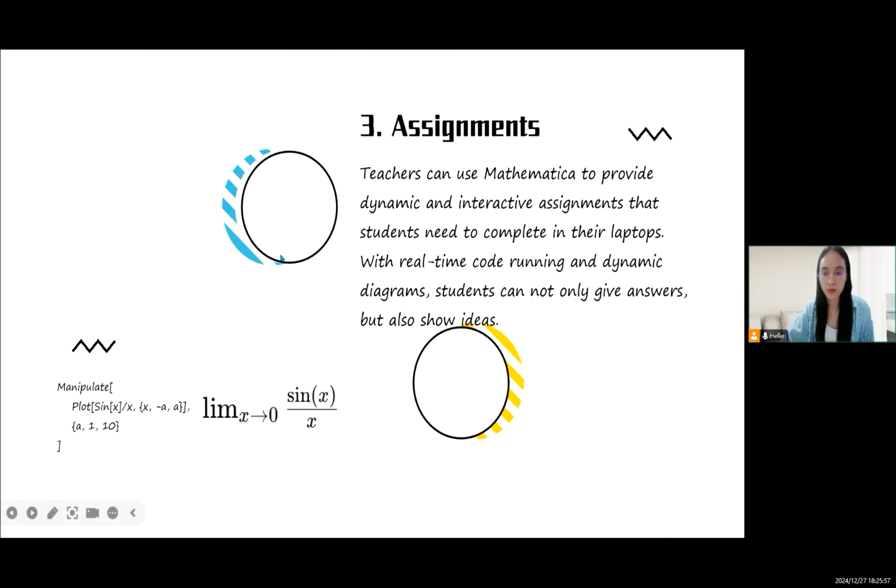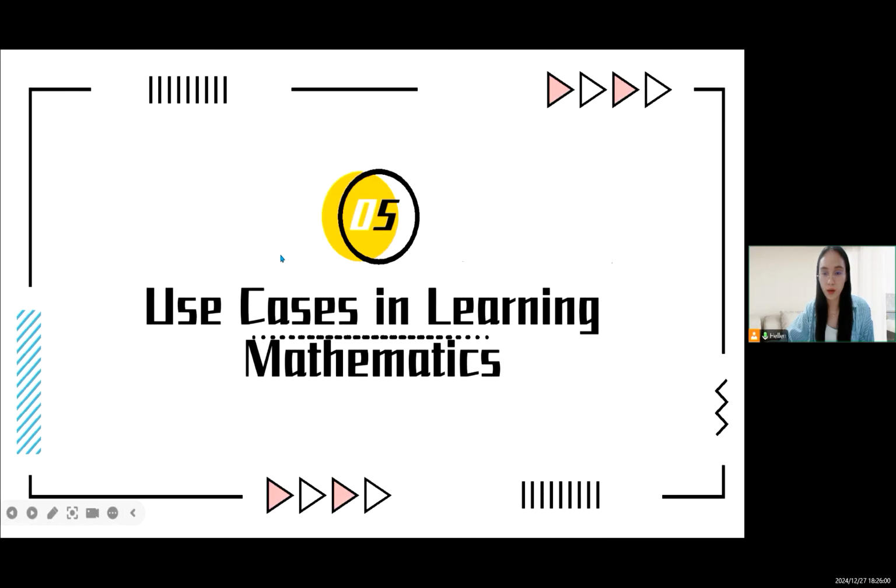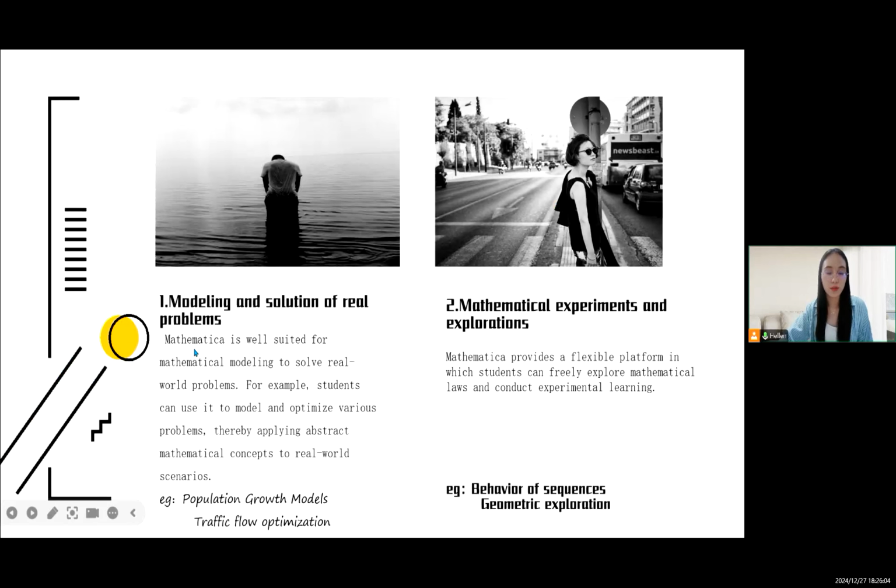Okay, let's turn to the fifth part of our topic, use cases in learning mathematics. The first one is modeling and solution of real problems. Mathematics is well suited for mathematical modeling to solve real-world problems. For example, students can use it to model and optimize various problems, thereby applying abstract mathematical concepts to real-world scenarios.